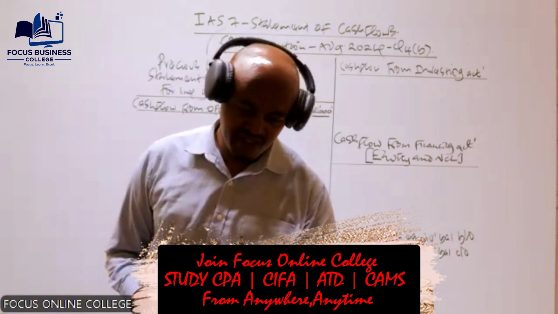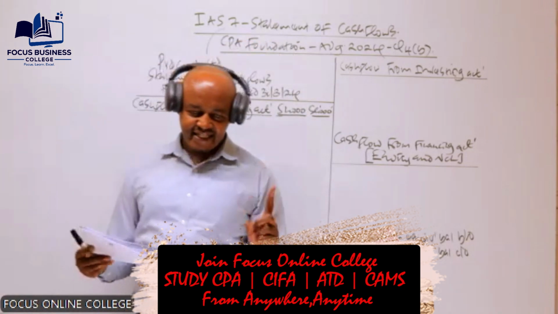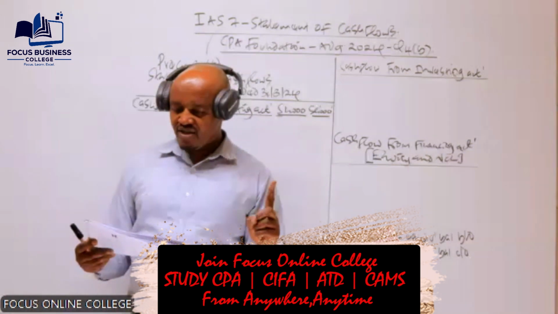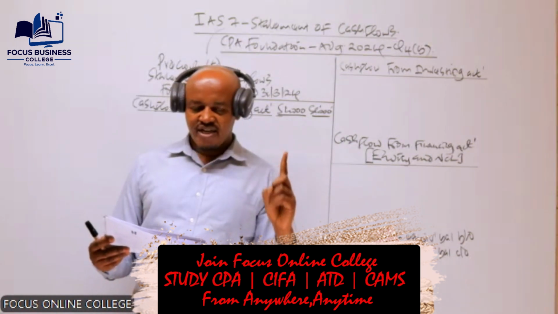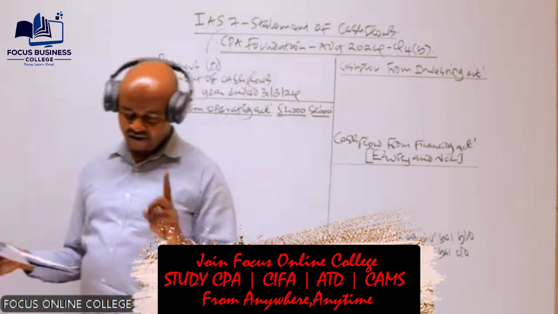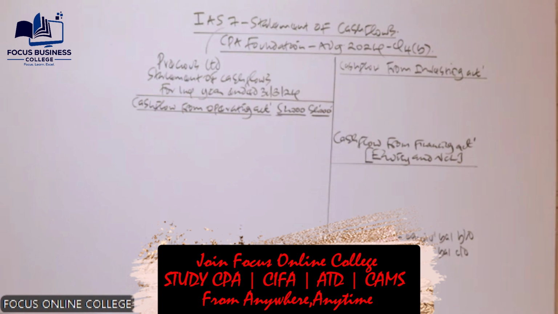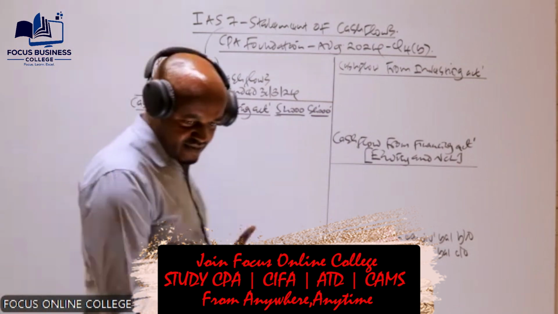So can we do that? The first thing, we go to the statement of financial position, specifically under the current assets. Under the current assets, can you tell me which item of cash and cash equivalent we have there? Type it in the chat box.